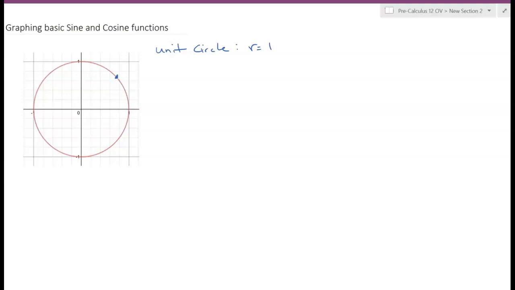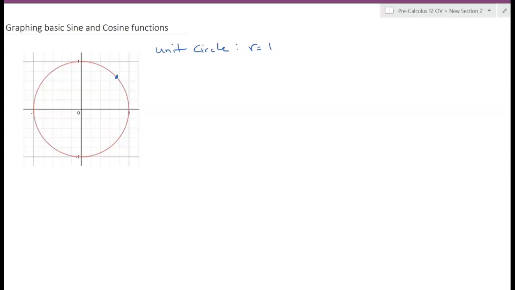Okay, so in this section we are going to graph basic sine and cosine functions. These are two of the three primary trig functions. The next one will be tangent. Tangent is a little bit different, so we're going to deal with that in a different section after this.